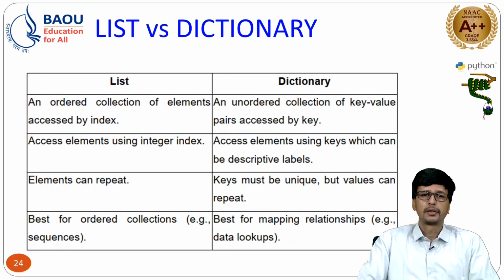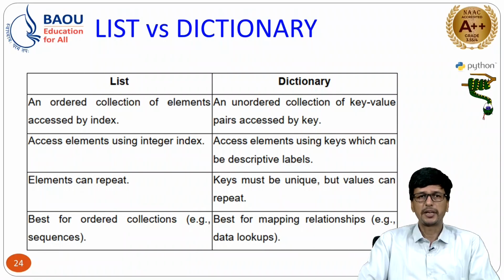Then after that, list versus dictionary. This is the difference between the two data structures. List is ordered, but the dictionary is not ordered, it is unordered. Suppose you want to access a list element, you can use the index value. Here you use keys for accessing the values. Elements can be repeated in the list, but in the dictionary keys cannot be repeated. Keys are immutable, you cannot change them, but the values can be repeated.